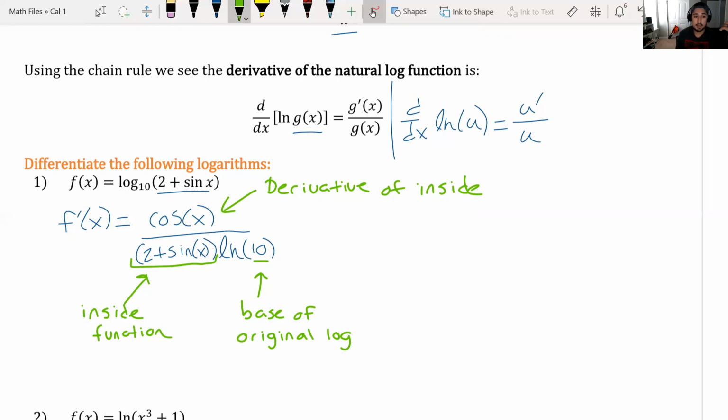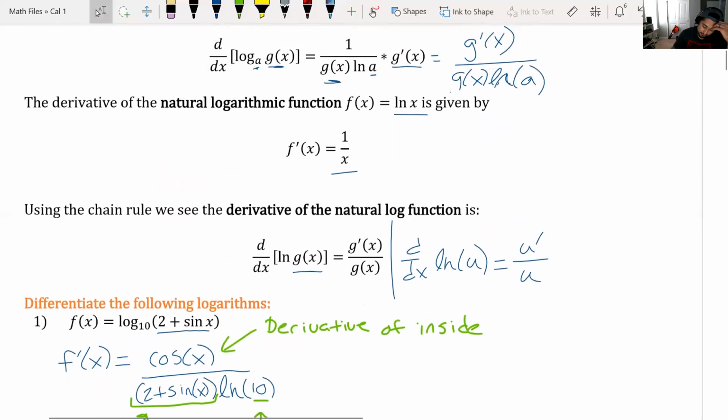So the chain rule derivative for the common log is going to be the derivative of the inside function, which was 2 plus the sine of x. The derivative of that is just cosine x, over the original inside function, times the natural log of what originally was the base of 10. So the natural log of 10. There it is. That's using everything above, right there.